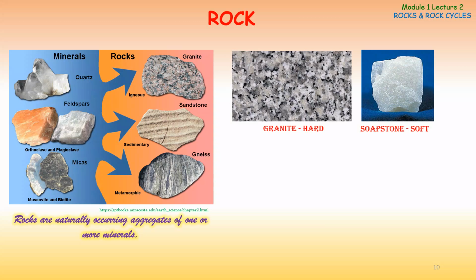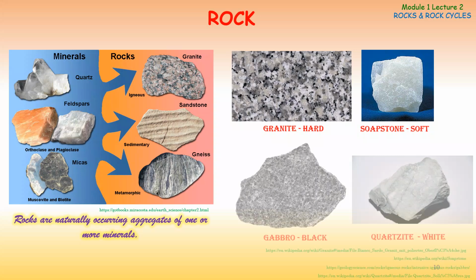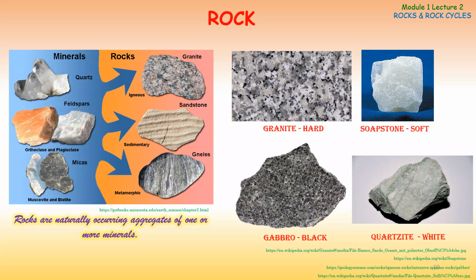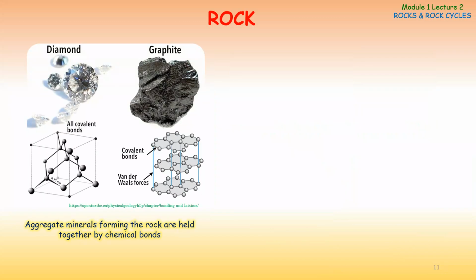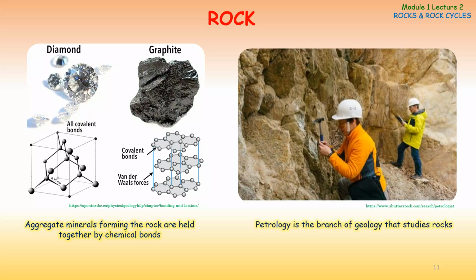Rocks are naturally occurring aggregates of one or more minerals that make up the solid earth. Rock may be hard or soft, in varied colors. For example, granite is hard, soapstone is soft, gabbro is black and quartzite can be milky white. The aggregate minerals forming the rocks are held together by chemical bonds. A petrologist studies rocks in all their aspects, which are mineral composition, texture, structure, origin, occurrence, alteration and relationship with other rocks.